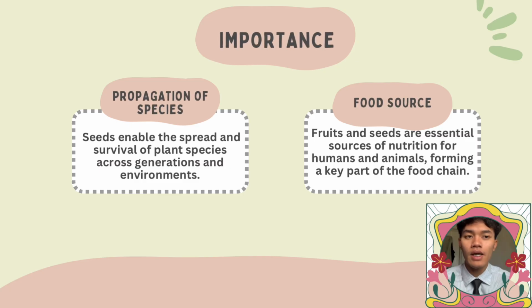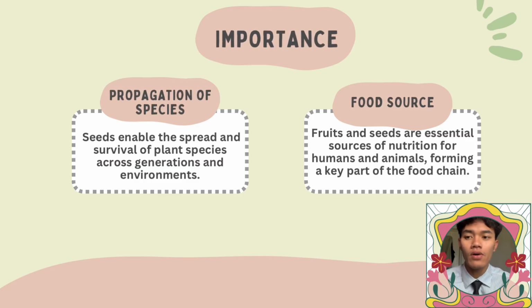Okay, for the next slide is the importance of fruit and seed development. First is propagation of species. Seeds enable the spread and survival of plant species across generations and environments. Second, food source. Fruit and seeds are an essential source of nutrition for humans and also for animals, forming a key part of the food chain.